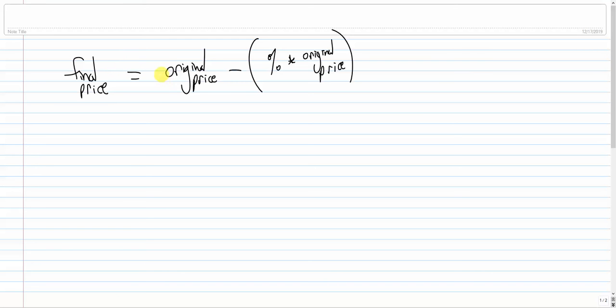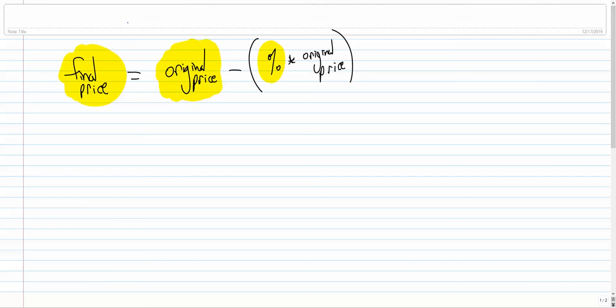Okay, let's say there's something that you want to buy and it has an original price. And you just don't like that original price. It's too high. So you wait for it to go on sale. That way you can pay a lower final price. Well, how do you figure out what the original price is if you only know the final price and how much it got marked down?